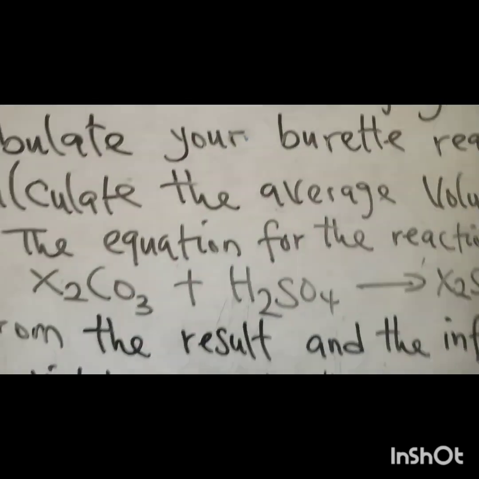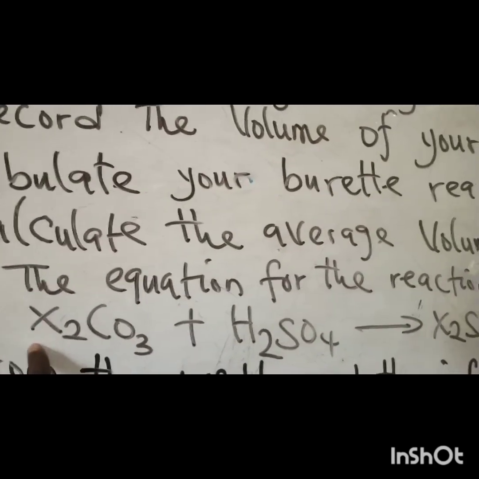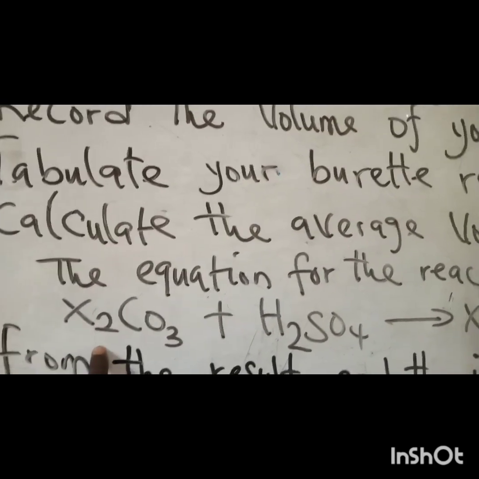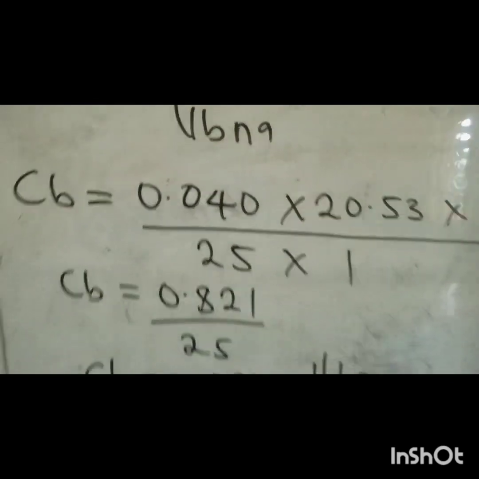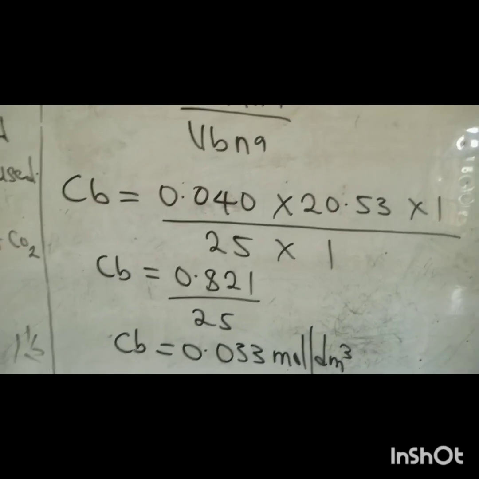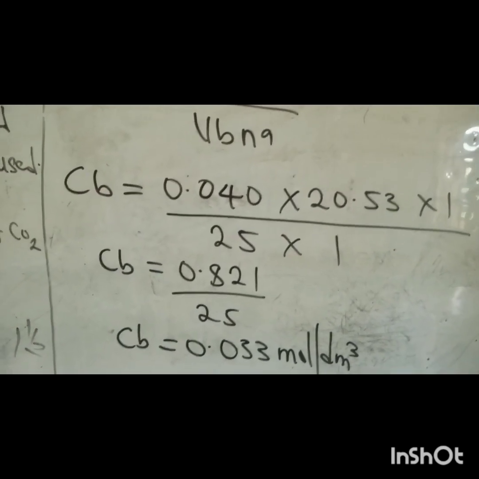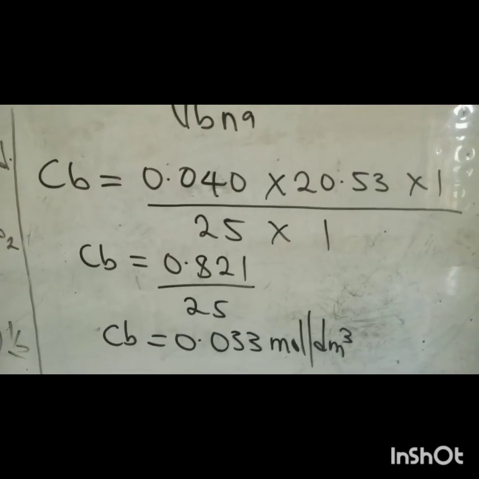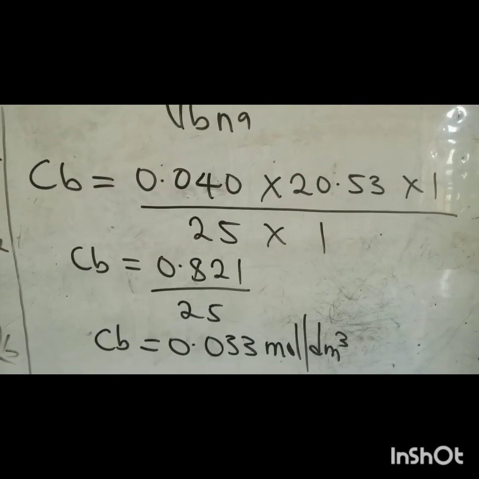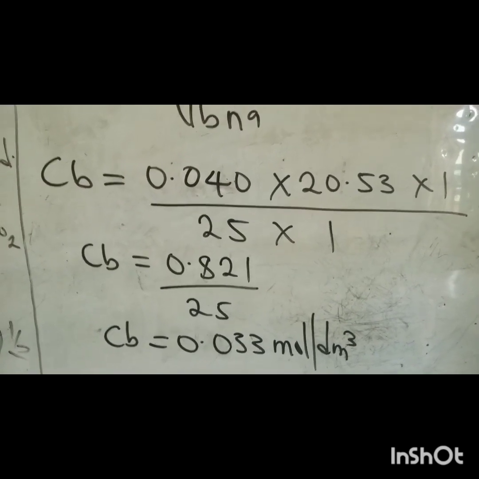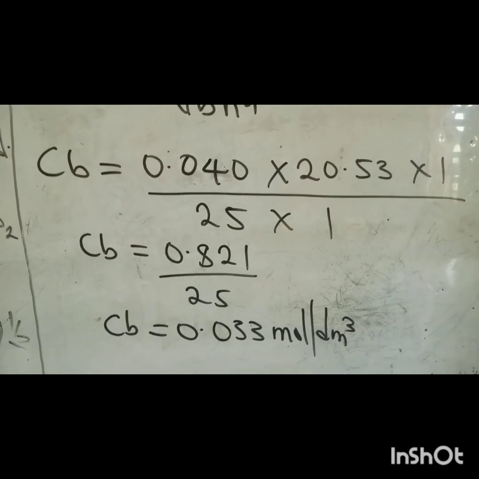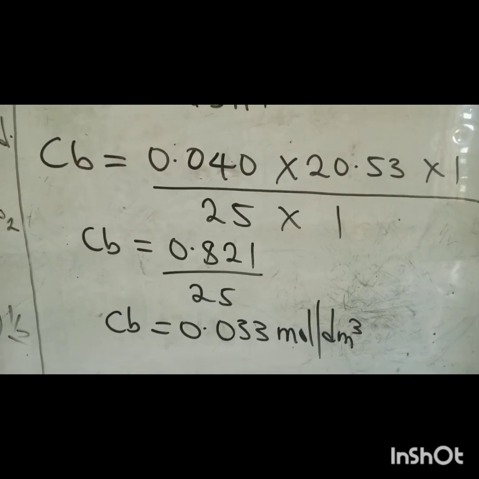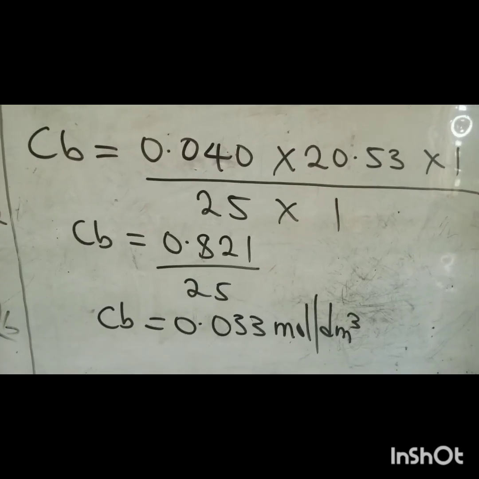From the equation, the mole ratio of acid to base is 1, so the mole ratio of acid is 1. So that is why the mole ratio of acid to base is 1. Then we divide by the volume of base, which is gotten from our pipette. Remember, the question says you should titrate against either 20 or 25 cm³ portion of B, but in the laboratory we use 25 cm³ of B. That is why you divide it by 25.